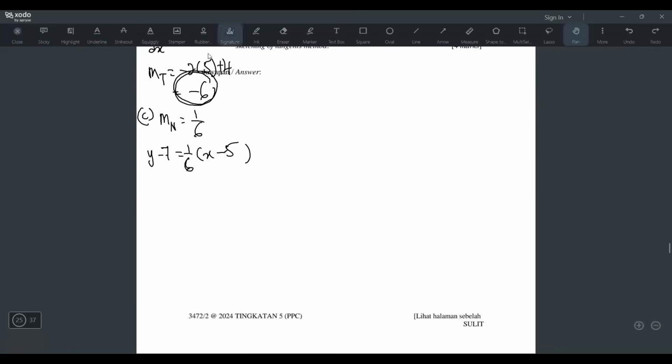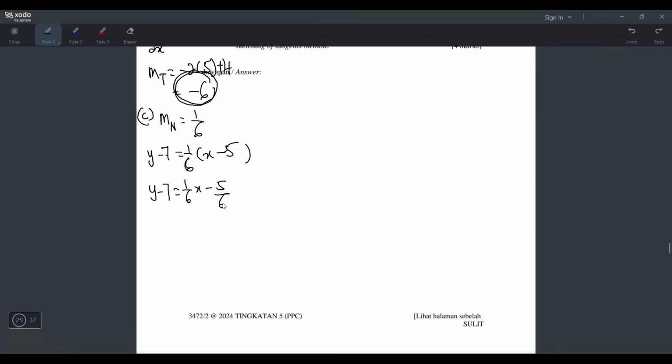Now you can expand this whole thing and you will get the answer. Take 1/6 times x, 1/6 x, and 5 times 1/6, 5/6. Numbers with numbers can be combined, so put 1/6 x, and minus 7 becomes plus 7. So you press negative 5/6 plus 7. My calculator gives me 37/6. So that is your answer, the equation of the normal at point S.